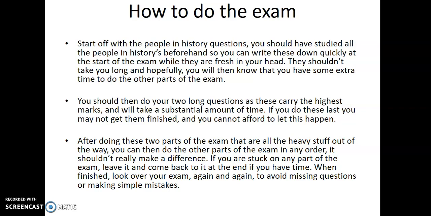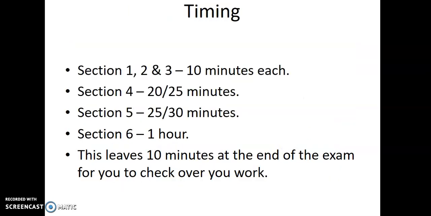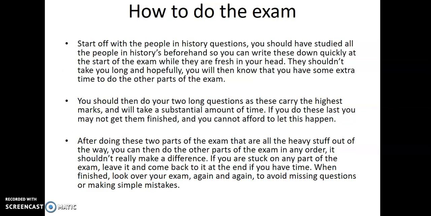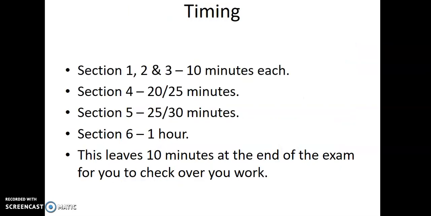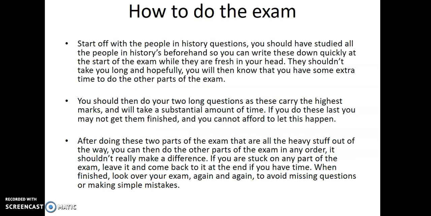And by being able to transfer the stuff that you have learned off onto the exam straight away, it might even give you more time at the end of the exam. Now, I would also say start in order of importance. After the people in history, you have to do the 2 long questions first, in section 5 and section 6, as these carry the highest marks. Looking at our breakdown, you're looking at the bones of an hour and a half between the 2 questions in section 6 and the long question in section 5. It's a substantial amount of time. It's the bulk of the exam.